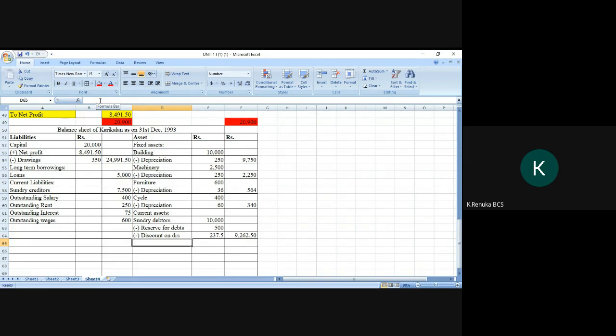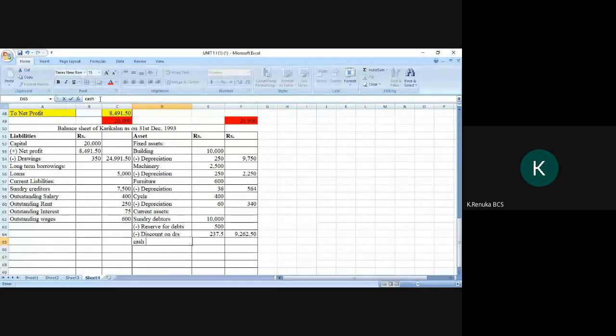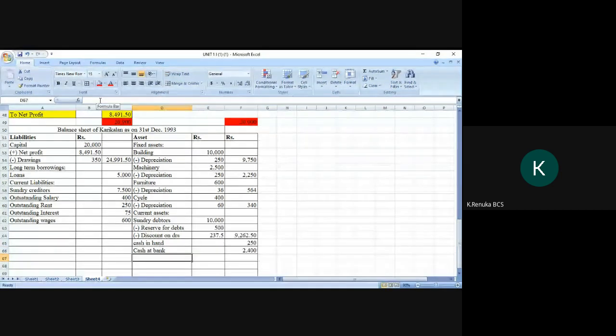So after sundry debtors, we have got another three current assets. So one is cash in hand, which has been given in your question. So cash in hand, we have got 250. Next is cash at bank. Cash at bank, they have given you the value 2,400 in your question.